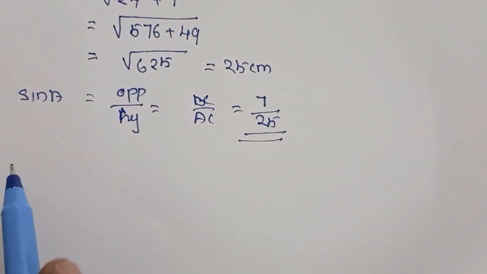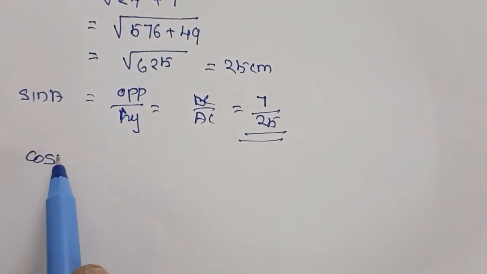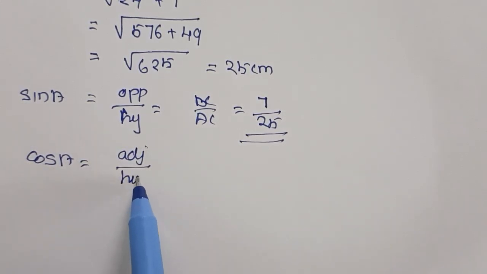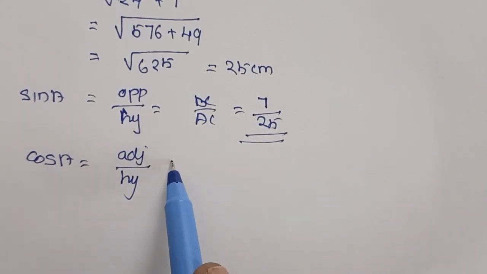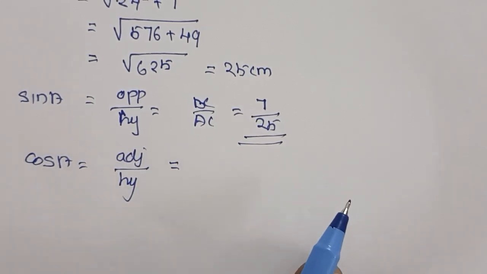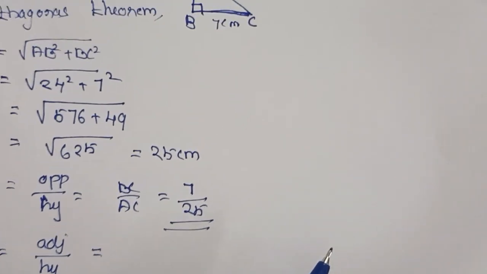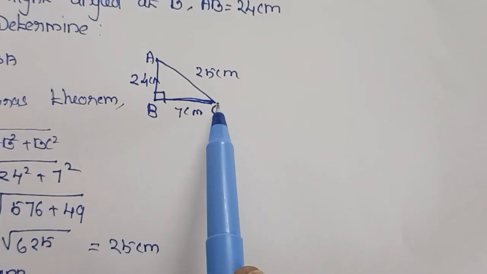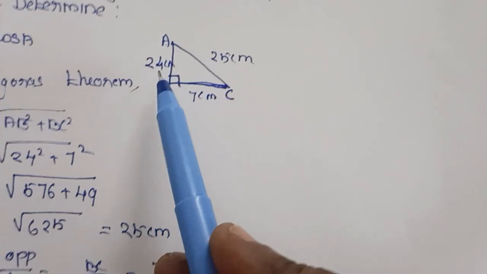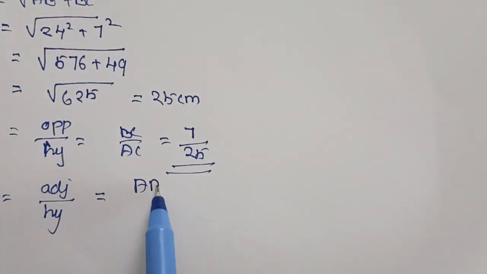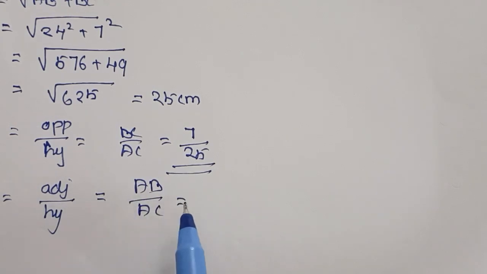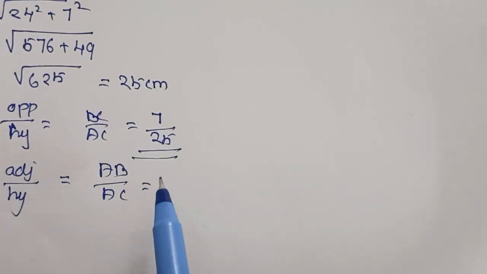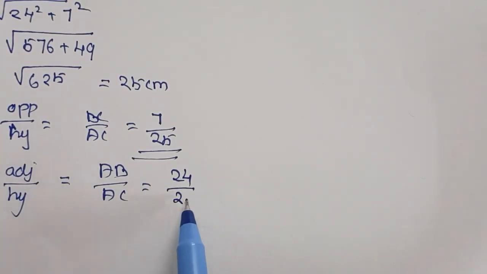First answer. Now second, we have to find cos A. Cos A equals, we know, adjacent side by hypotenuse, isn't it? Here the angle is A. Therefore, the adjacent side of A is AB, isn't it? AC is the hypotenuse. So cos A equals AB divided by hypotenuse AC. AB equals 24, AC equals 25. Therefore, it is equal to 24 divided by 25.